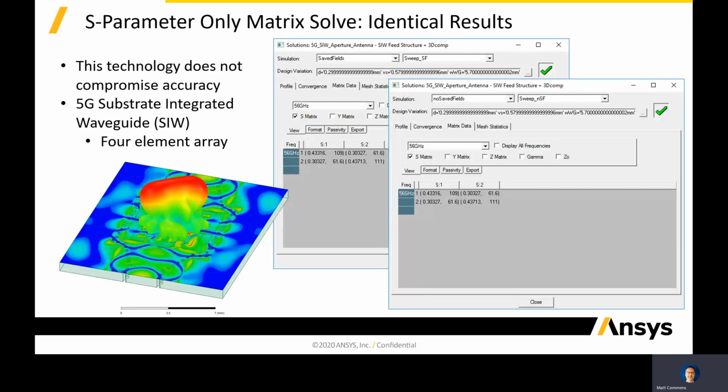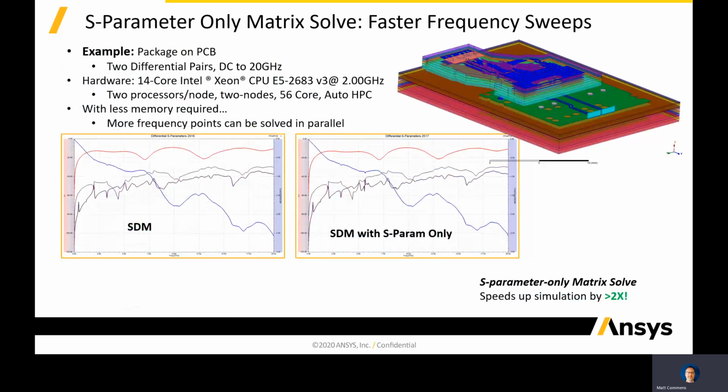So here in this example of this 5G substrate integrated waveguide array, you see that the S-parameter values are identical down to the 5th decimal place. So the accuracy is maintained. There's no compromise to the solution with this technology, but the payoff in simulation time is big. In this example of this package on PCB design simulated from DC to 20 gigahertz, with and without S-parameter only matrix solve, we can achieve up to 114% faster frequency sweep, or in other words, a 2x speed up just with this single S-parameter only matrix solve technology. Came out about 4 or 5 years ago in HFSS.